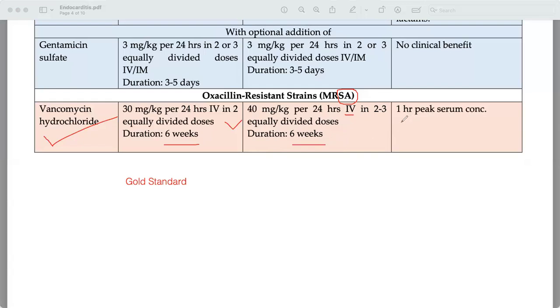And the note is 1 hour peak serum concentration. After giving the dose intravenously, after 1 hour, the serum concentration will be high. So vancomycin is the drug of choice for the MRSA, oxacillin resistant strain. And also if the bacteria is coagulase negative, we also need the vancomycin hydrochloride.